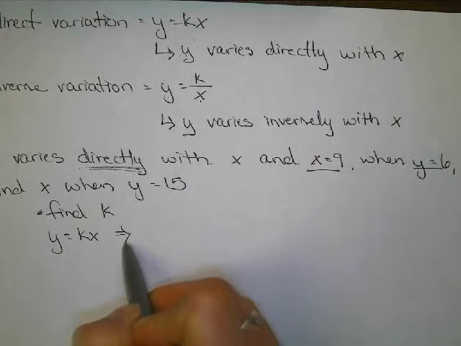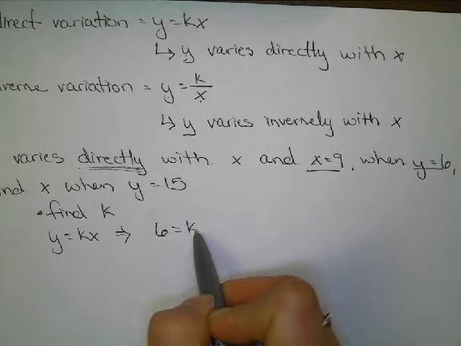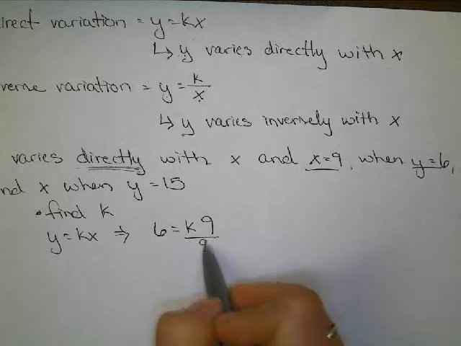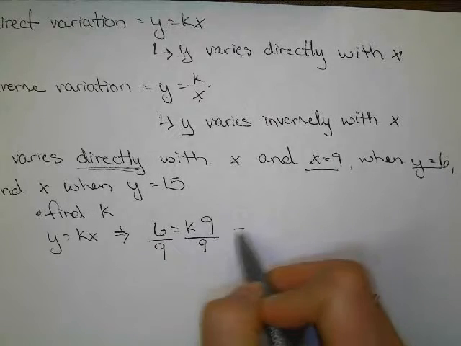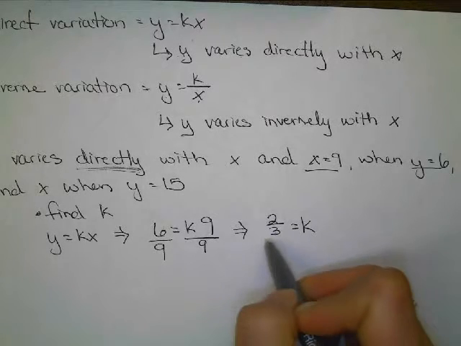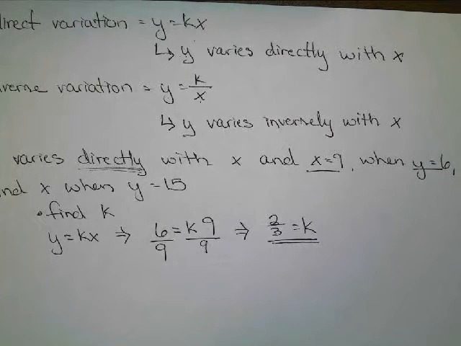And then I'm just going to plug in what I have. So 6 equals k times 9, because x is 9. Well, to get k by itself, I have to divide by 9 on both sides, because division is the inverse of multiplication. And so then that simplifies to tell us that k is 2/3.